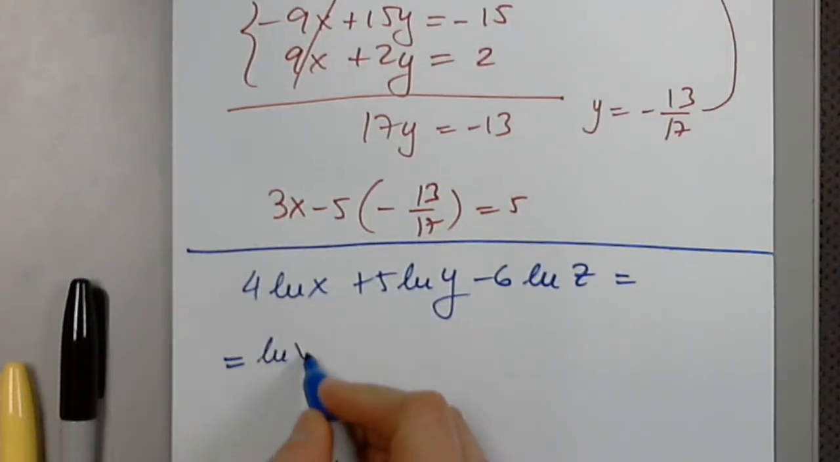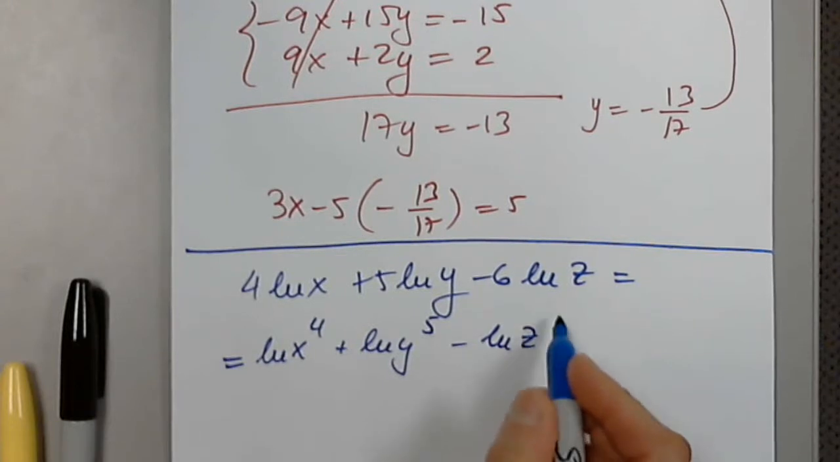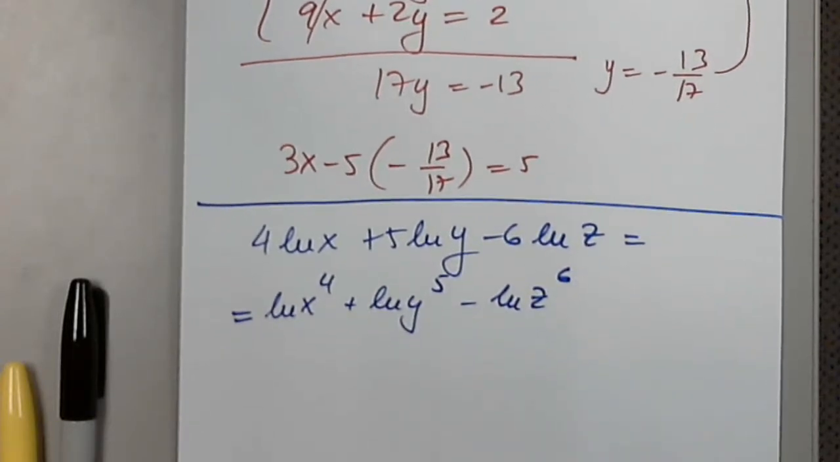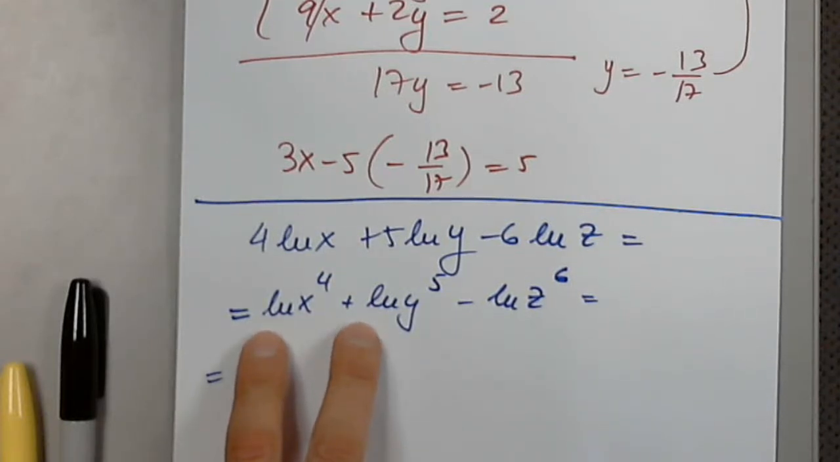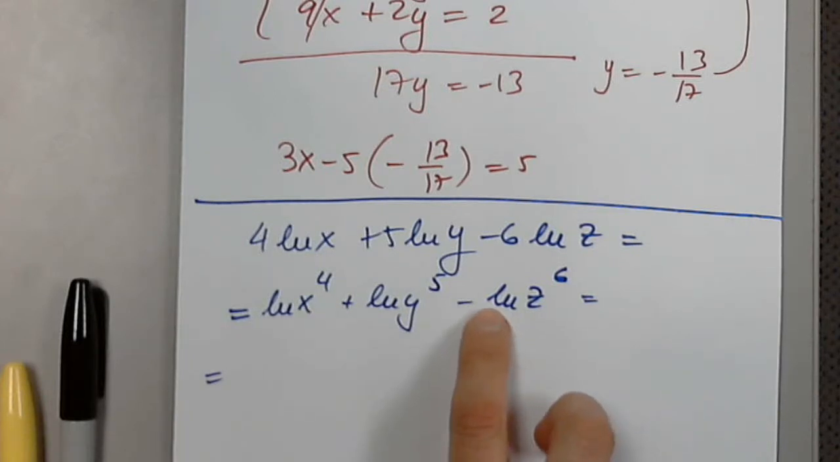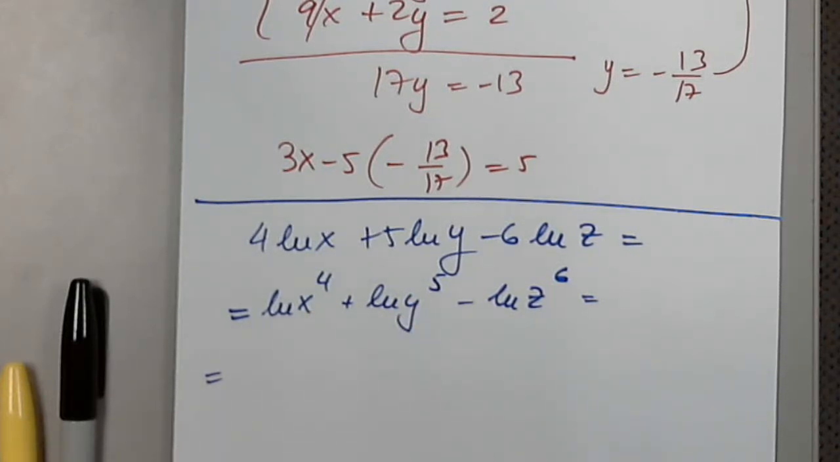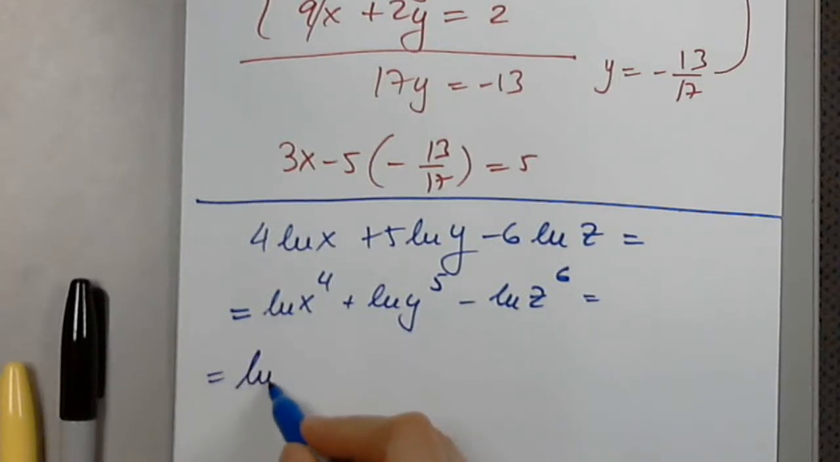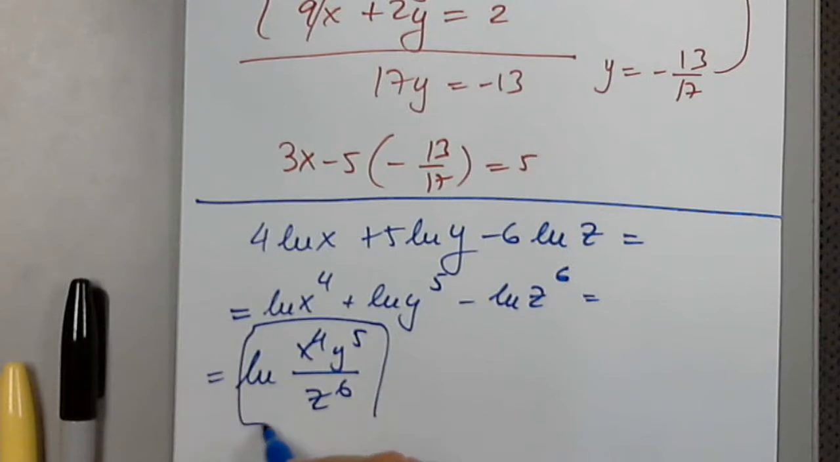So then I have natural log x to the 4th plus natural log y to the 5th minus natural log z to the 6th. After this, I realize that 2 of the logs have positive in front and 1 log has minus in front. These 2 expressions have to come from the top, and there has to be a product. And this one, because it has minus in front, has to come from the bottom. And it's done. So natural log x to the 4th, y to the 5th, over z to the 6th.